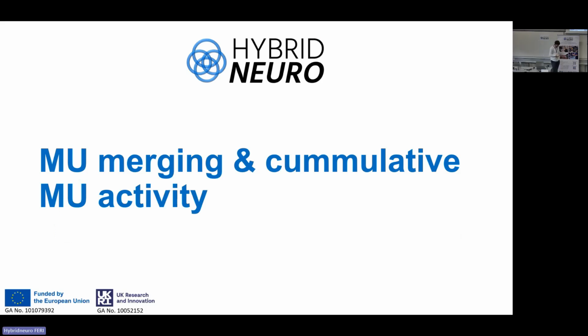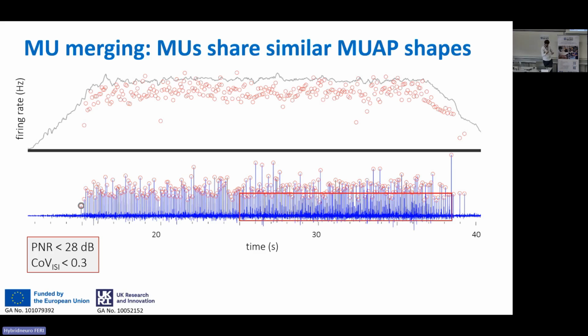I already mentioned that motor unit merging can be somehow present in our results. After we do the decomposition with the algorithm I mentioned, we get the pulse trains. When we look at them, we can see something like this. In this slide, the merging can be a bit difficult to detect, but it is there. It is marked with the red box.